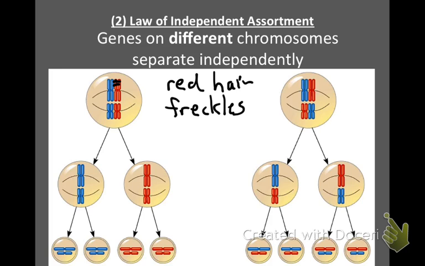Right? And so since they're on the same chromosome, even when that chromosome splits up, they're going to find themselves usually together on that same gamete cell. And so that's when independent assortment won't work, is when those traits are on the same chromosome.